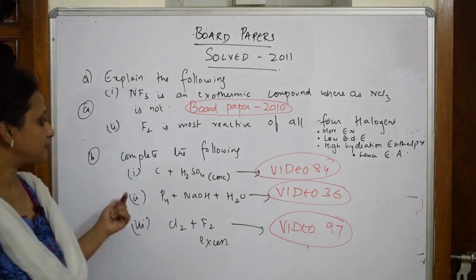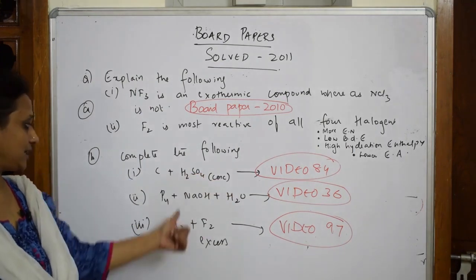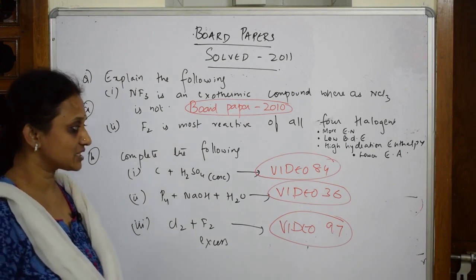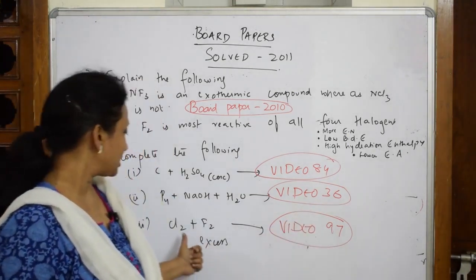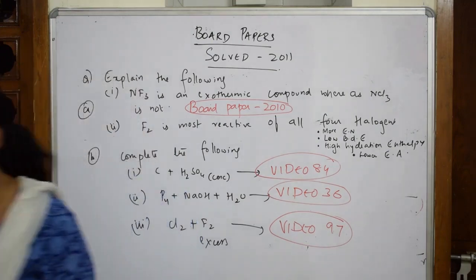Then after this, complete the following. This reaction I did in video number 84, and the preparation of phosphine in the lab, which is done under video number 36, and chlorine interhalogen compounds, which I did in video number 97.